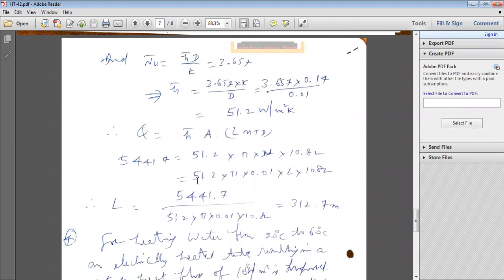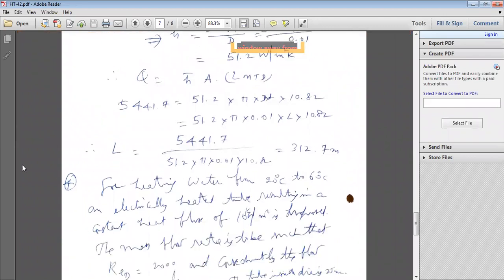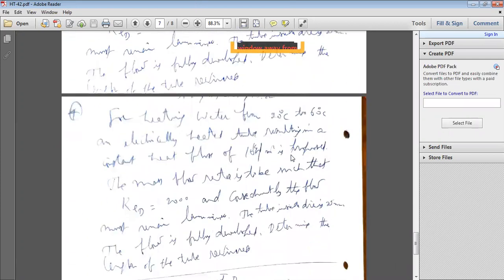So from this, L is equal to 5,441.7 divided by 51.2, divided by pi, divided by 0.01, divided by 10.82. That is equal to 312.7 meters. What is the length that comes from this calculation? Because all are in SI units, the length of the tube is 312.7 meters. Like that, you can do any number of problems on this.